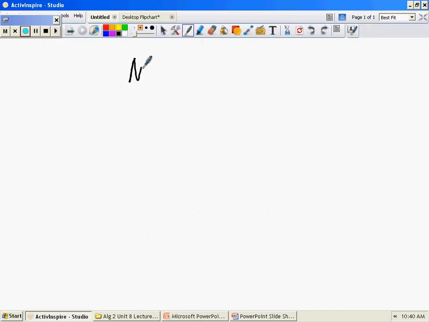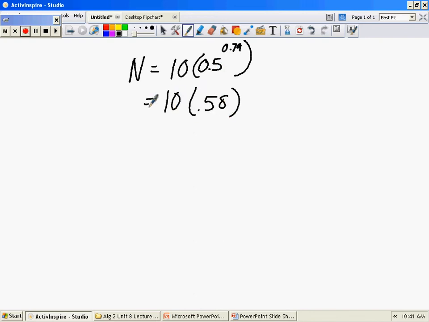So we have N is equal to 10 times 1/2 to the 0.79 power. And then we'll go ahead and raise the 0.5 to that power, or I mean the 1/2. So if it helps you to think of 1/2 as a 0.5 at this step, since we're using our calculator, go ahead and rewrite it as a 0.5. So 0.5 raised to the power of 0.79 is 0.58. And then if we multiply, we'll get our final answer, which is 5.8 milligrams.